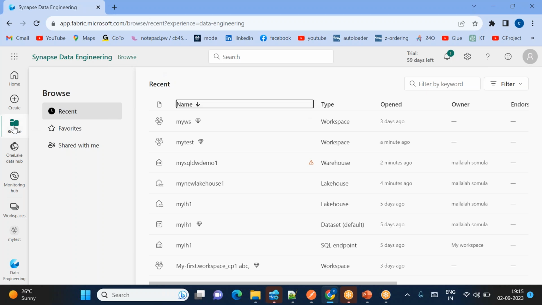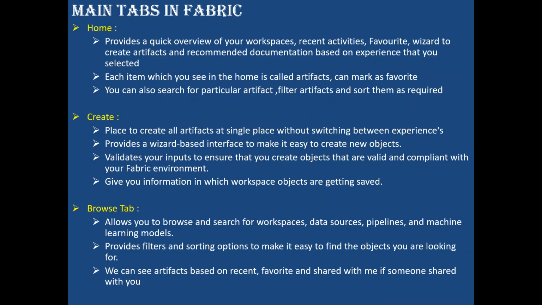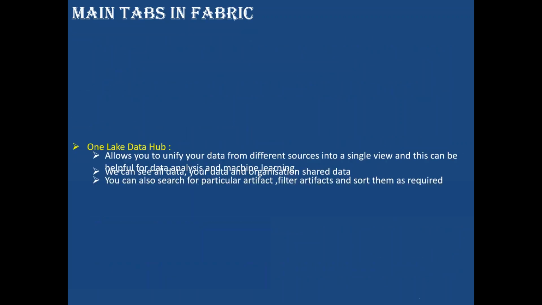The main advantage of the browser is for browsing for something which you want to find quickly. You can even search for your workspace or your lakehouse or your data warehouse, whatever you want to find quickly. Recent, favorite, and shared with me, you can also find in the Browse tab. Okay, let's move on to the next tab.